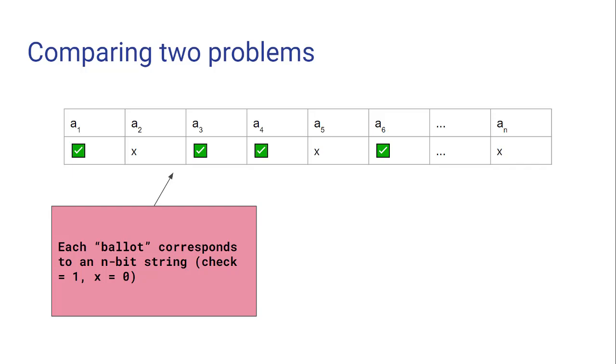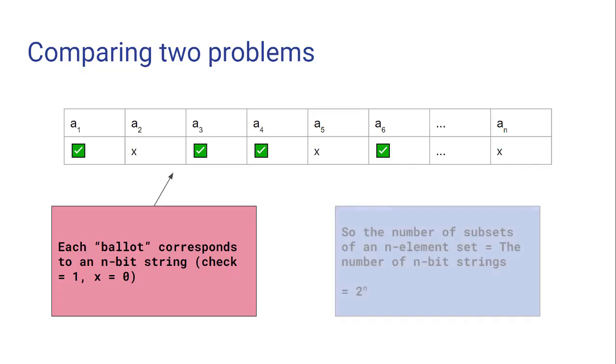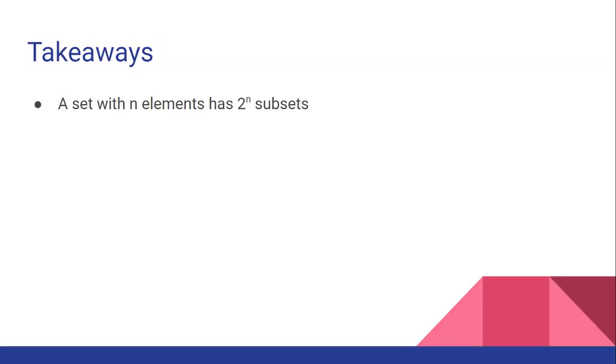This way of mapping ballots onto bit strings is actually a bijection. No two different ballots get mapped to the same bit string, and given any bit string, I can reconstruct a ballot that gets mapped to it. So the function here, the mapping, is both injective and surjective, both one-to-one and onto. Since the set of ballots is finite and there's a bijection from it to the set of n-bit strings, the set of n-bit strings has exactly the same number of elements as the set of ballots, namely 2 to the nth power. So what we've learned here is that every n-element set has 2 to the nth subsets.